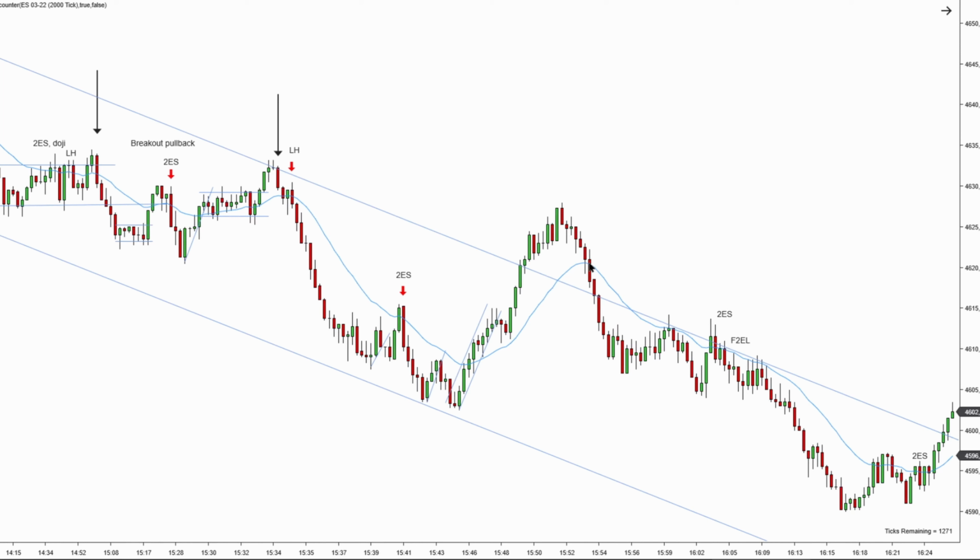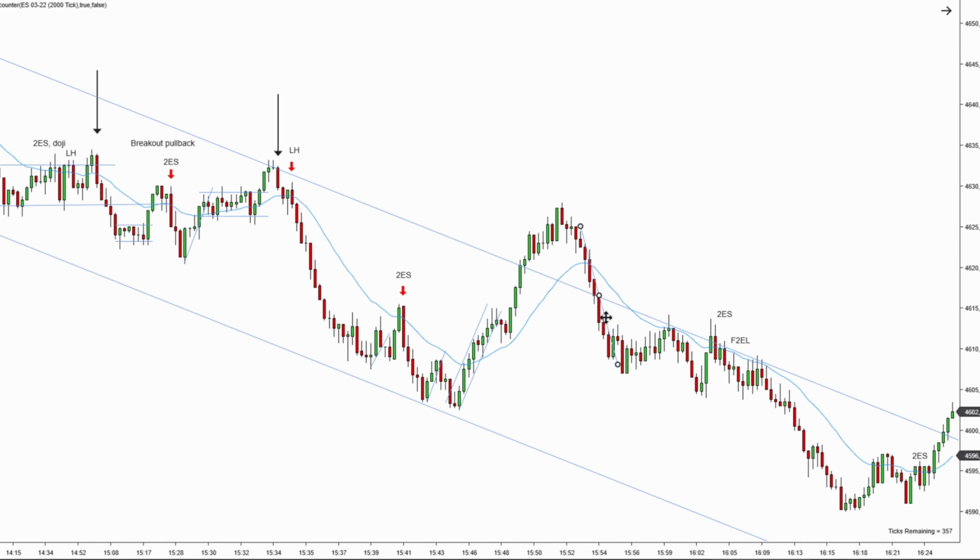However, in this instance, market was so weak that it didn't give you opportunity to jump on the failed second entry long. And market just pushed lower, and you have a failed second entry long all the way down here. This is the new high, first entry long, pullback, second entry long.